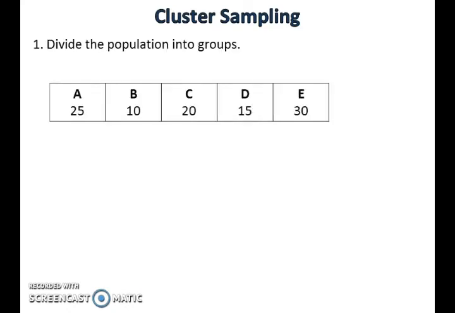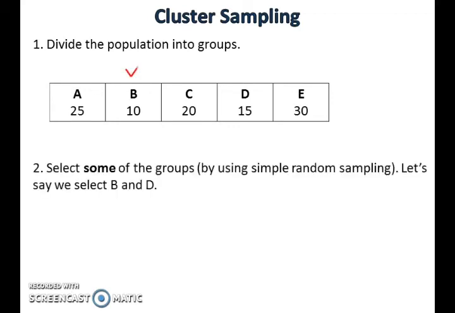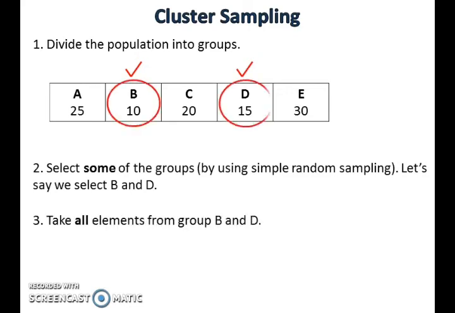Now let's move on to cluster sampling. To take a sample by using cluster sampling, first divide the population into groups. And then select some of the groups and take all elements from the selected groups. And now let's look at systematic sampling.